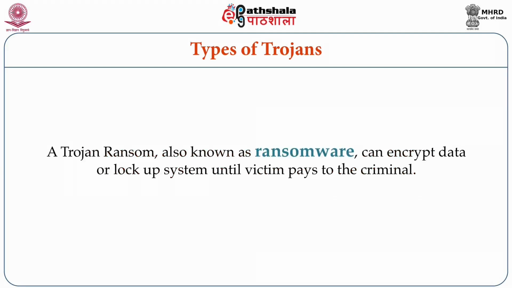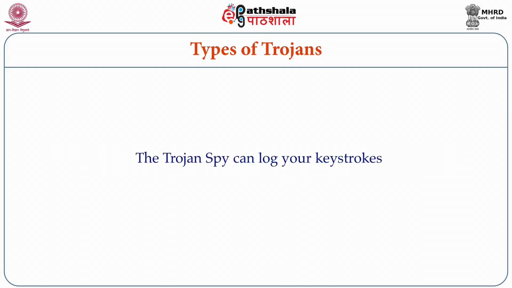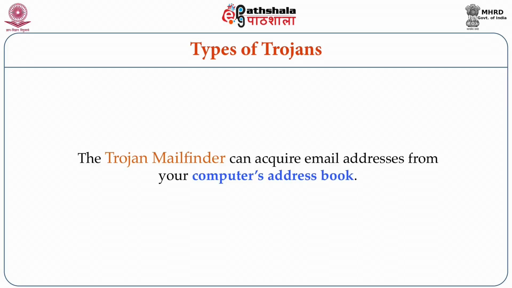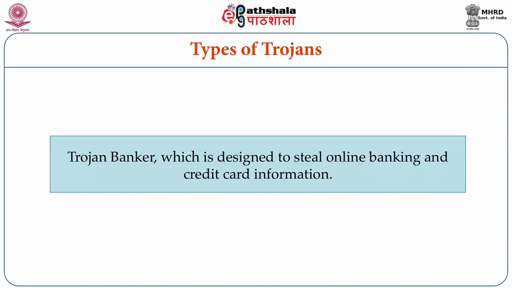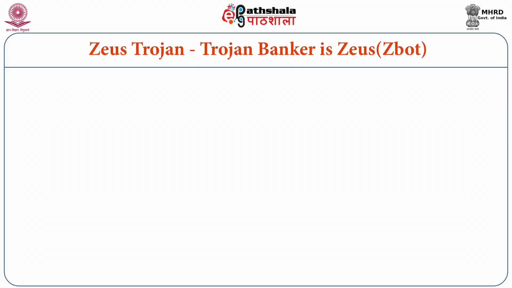A Trojan ransom, also known as ransomware, can encrypt data or lock up the system until the victim pays the criminal. The Trojan spy can log your keystrokes. The Trojan mail finder can acquire email addresses from your computer's address book. Trojan Banker steals online banking and credit card information. We will talk about ZeuS Trojan. Trojan Banker is ZeuS, Zbot.